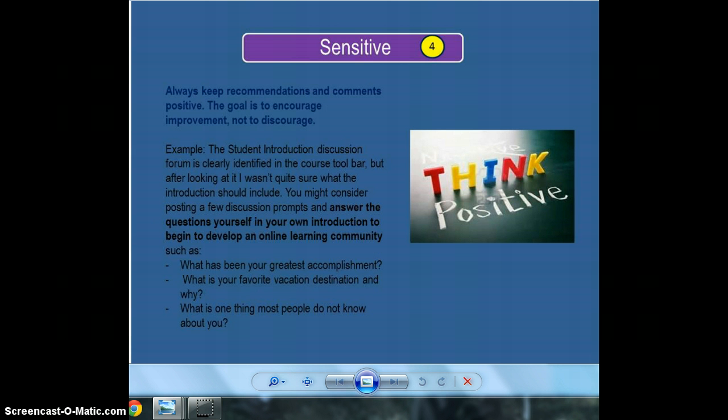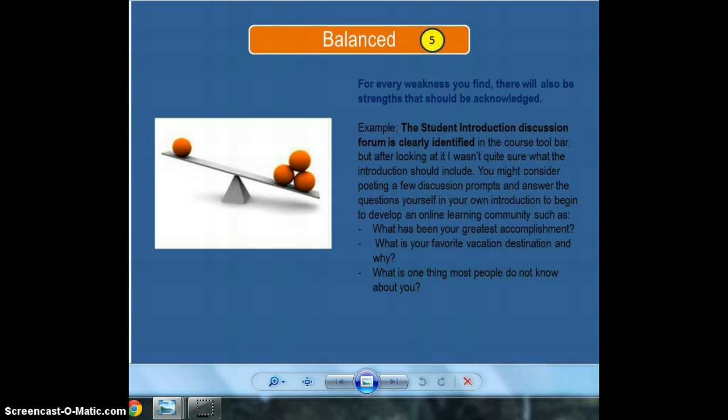The fourth characteristic is sensitive. Always keep recommendations and comments positive. The goal is to encourage improvement, not to discourage it. Again, I asked them to answer the questions themselves as instructors in their own introductions to begin to develop an online learning community. The fifth and final characteristic is balanced.